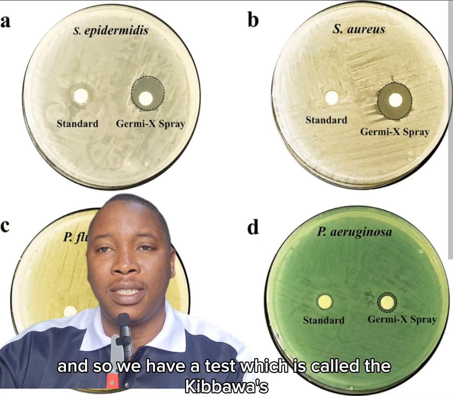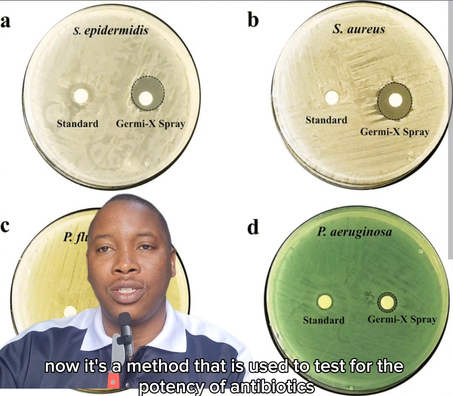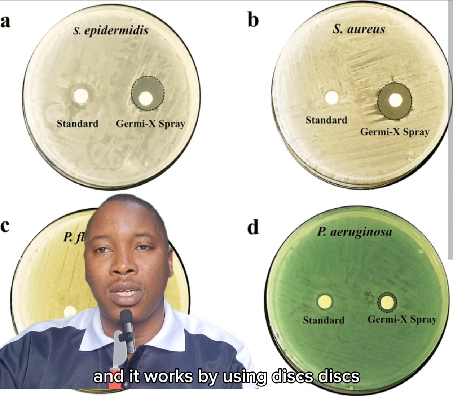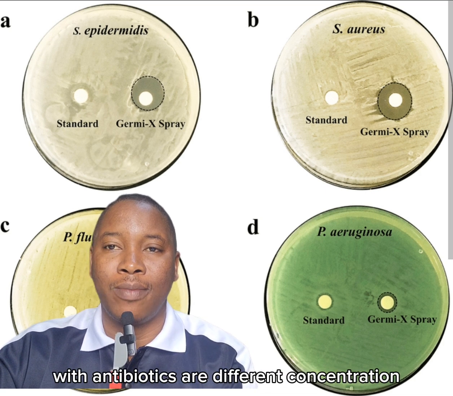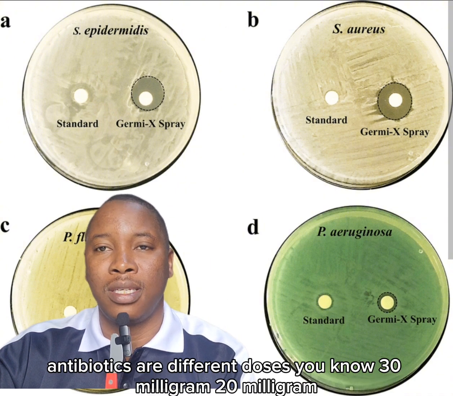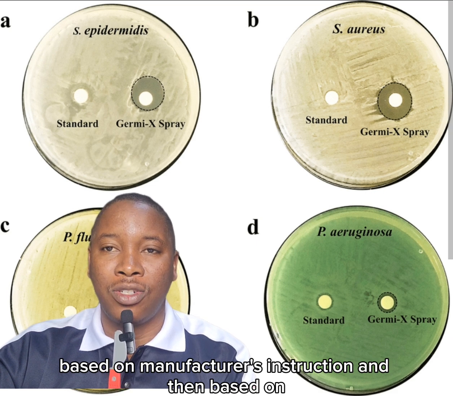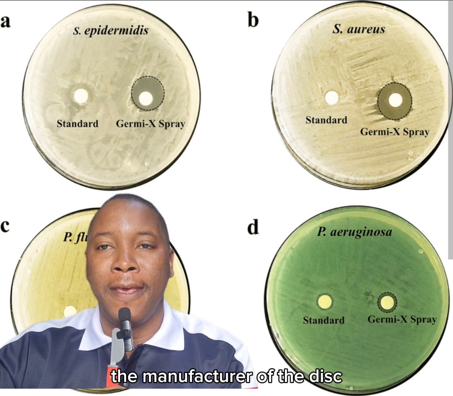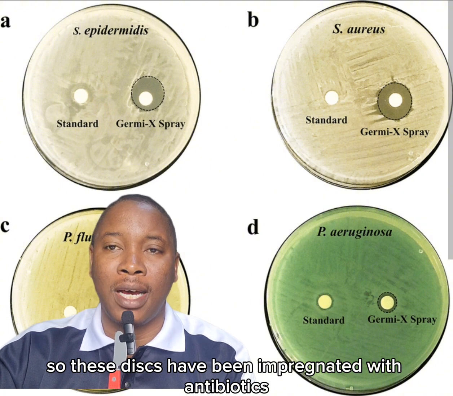And so we have a test which is called the Kirby-Bauer method, the Kirby-Bauer disk diffusion method. Now, it's a method that is used to test for the potency of antibiotics, and it works by using discs that have been impregnated with antibiotics at different concentrations, at different doses, 30 milligram, 20 milligram, based on the manufacturer's instruction and then based on the manufacturer of the disc. So these discs have been impregnated with antibiotics.